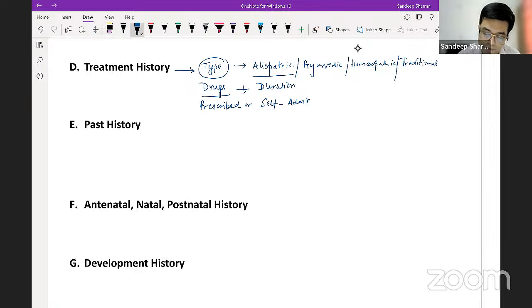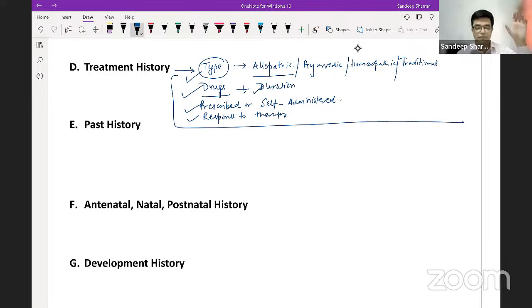Many times patients will themselves Google and then take the medication. So the dose may not be proper in these cases. So you need to mention about treatment, history, type, drugs taken, duration, prescribed or self-administered, and lastly, what is the response to therapy. You will mention response to therapy in the present history of present illness also, and you will mention in the treatment history also.